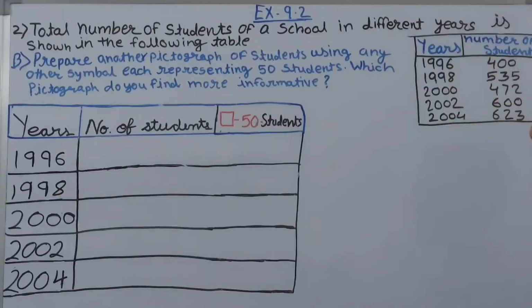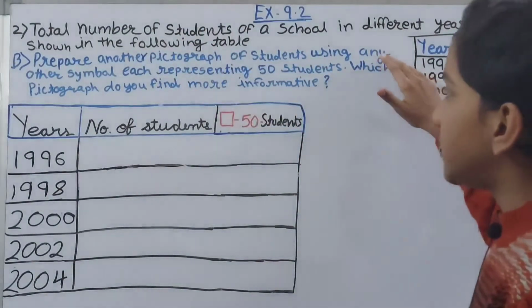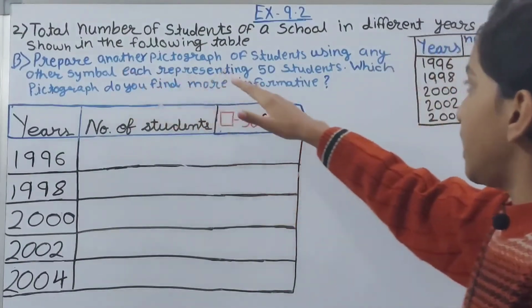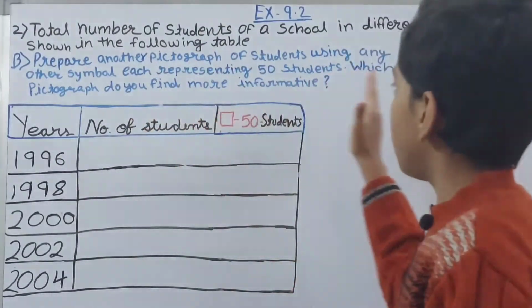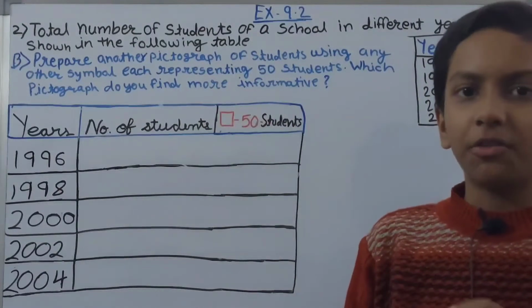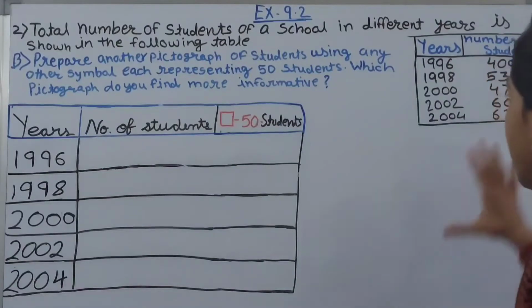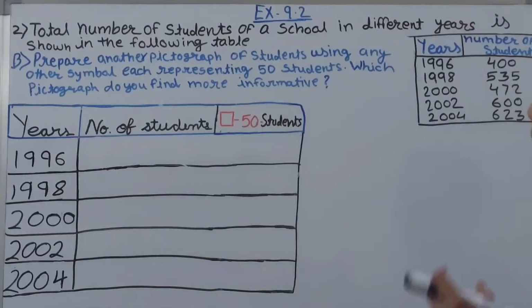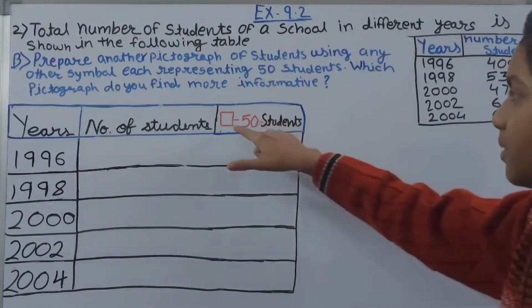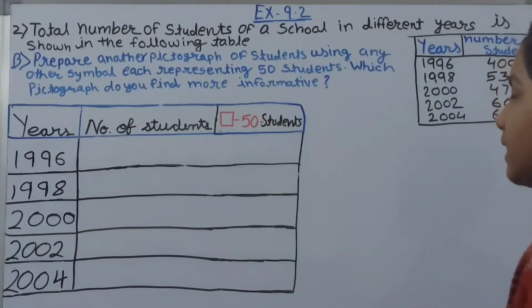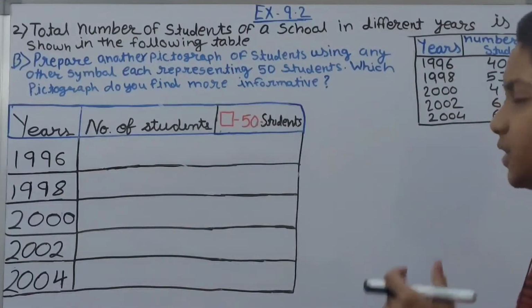Let's see the next part. So this says, prepare another pictograph of students using any other symbol, each representing 50 students. Which pictograph do you find more informative? So this is saying we have to prepare a pictograph with the same data over here, but we have to use any different symbol. So I will be using a square, and that symbol should represent 50 students.